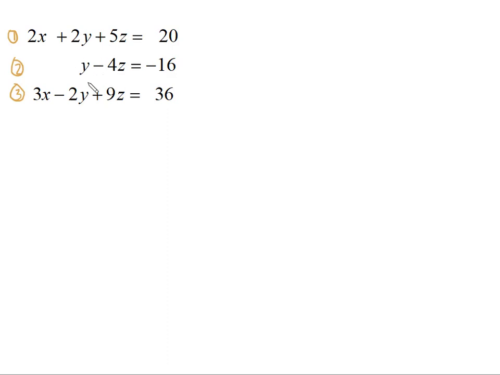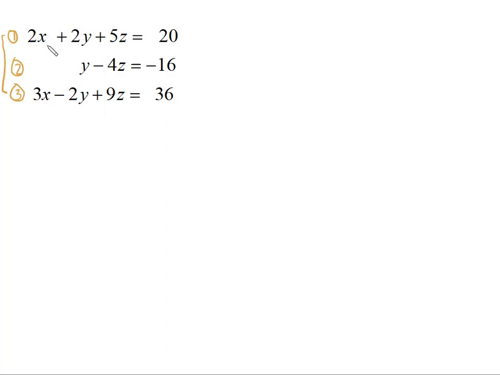And what I see right away that I like is I already have an equation with just y and z. So if I can get a second equation that only has y and z, I have a 2x2 system and I can finish solving that. So I think my goal here is going to be, I want to combine 1 and 3 in such a way that I can eliminate x.